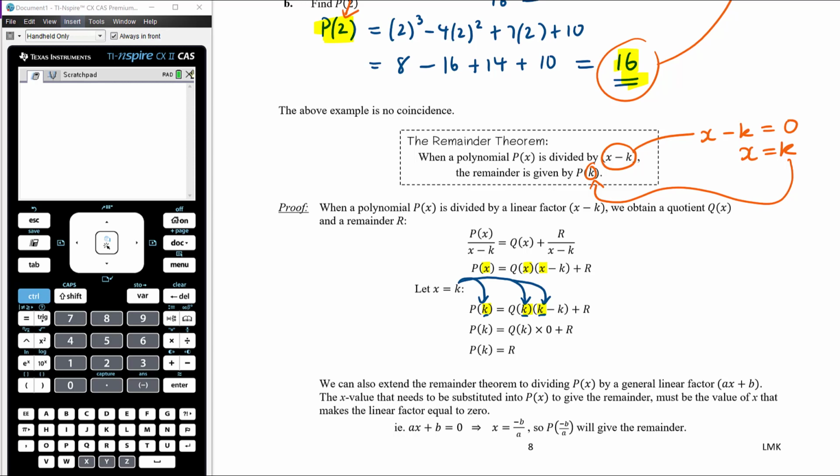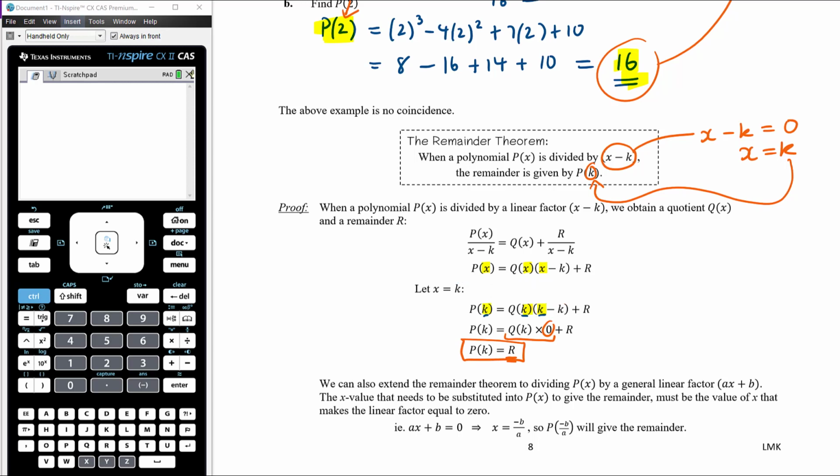Now, interestingly, when we do that, this is important, k minus k gives us 0. And so we've actually got that p of k is going to be q of k times 0. Well, q of k times 0 is just 0, plus r. So we just get left with r, which means that when we substitute k into the polynomial, it ends up just equaling r, the remainder.